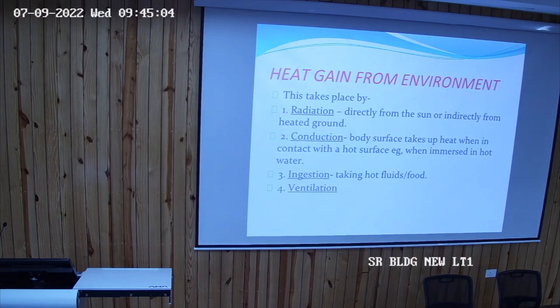Heat in the environment by which mechanism? Radiation, conduction and ingestion by taking hot foods or fluids.